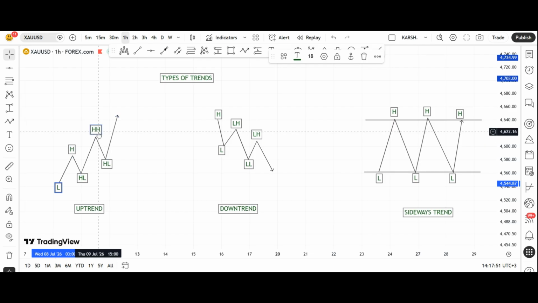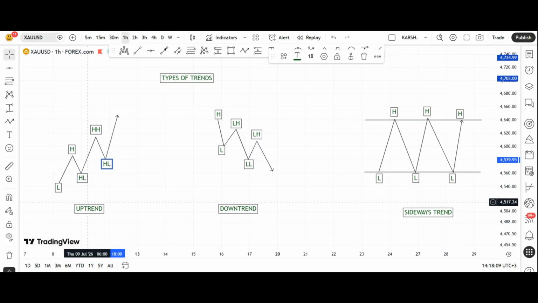Why is this a higher high? Because this high is higher than the previous high created here. When the market came down, it created again a higher low. Why do we call this a higher low again? Because this low is higher than the previous low created here. That's why we call it an uptrend.